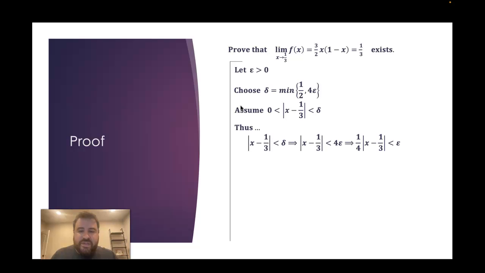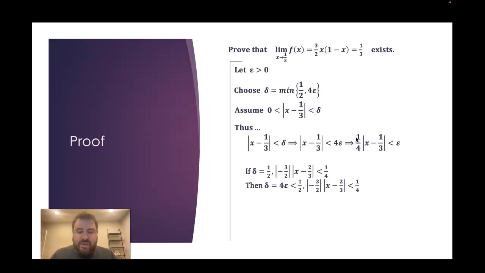So from there it follows that if the absolute value of x minus 1/3 is less than delta, that means that the absolute value of x minus 1/3 is less than 4 epsilon, which also follows that 1/4 times the absolute value of x minus 1/3 is less than epsilon. So we're just undoing everything we did in our setup, but that's how the proof works. So now what we have to do is figure out how to substitute 1/4 back in for the other piece of the expression.